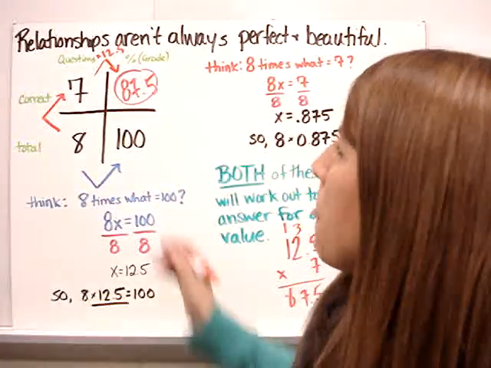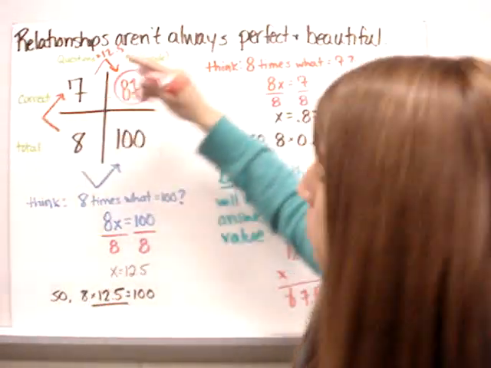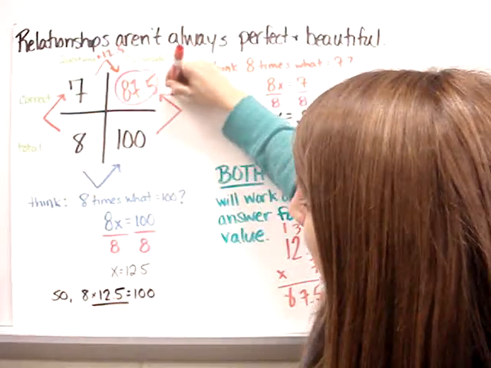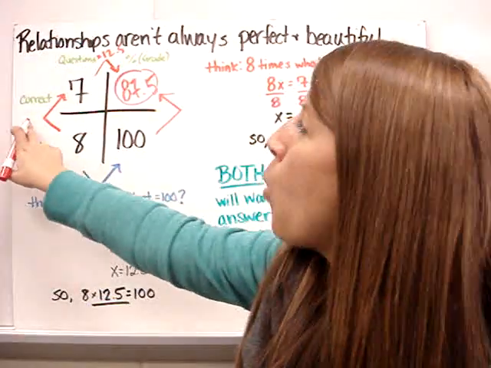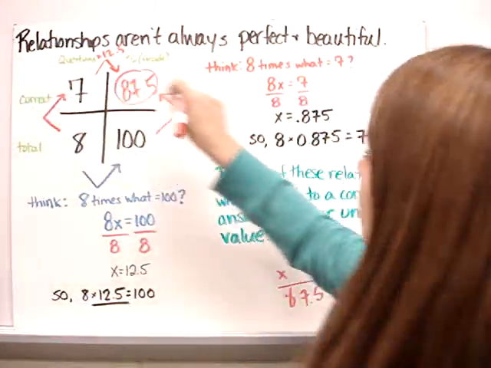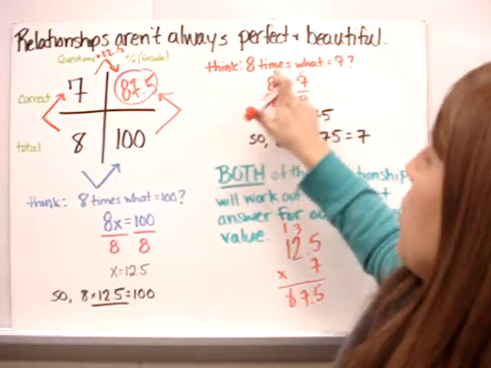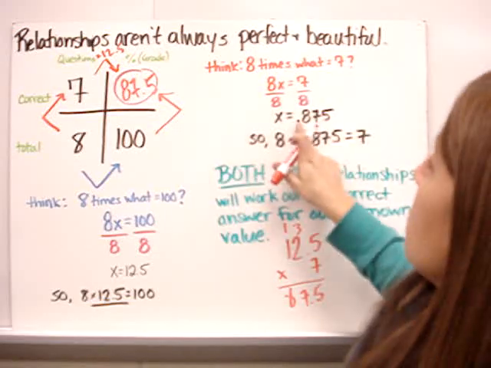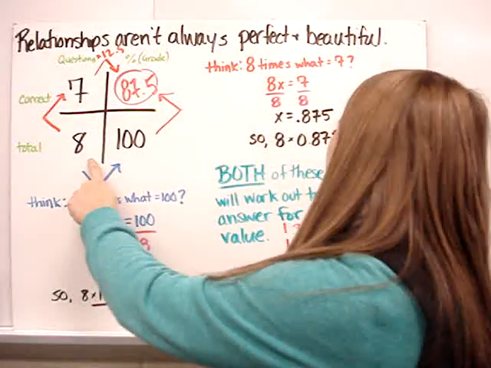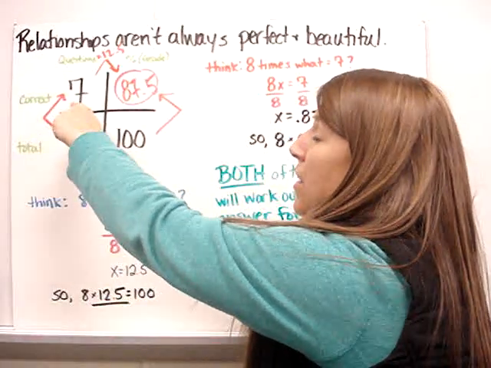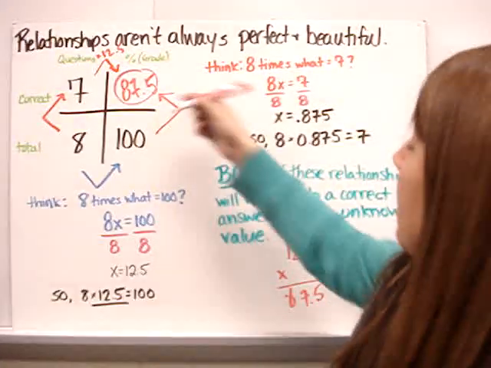Okay? So, but that's not the only relationship we could use. We could use this relationship as well. And if we're trying to get from here to here, we can think, well, 8 times what is 7? So if 8 times something is 7, when you divide by 8, that something is 0.875. So if I multiply 8 by 0.875 to get 7, I can multiply 100 by 0.875 to get this answer.